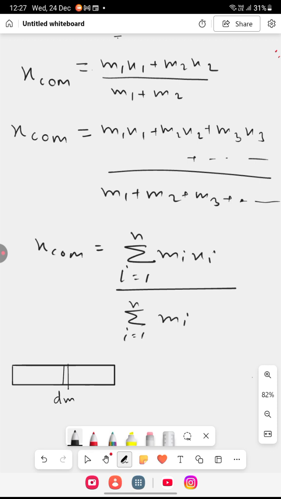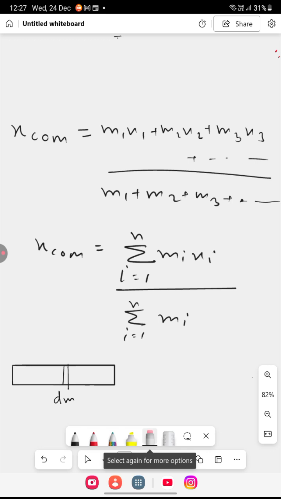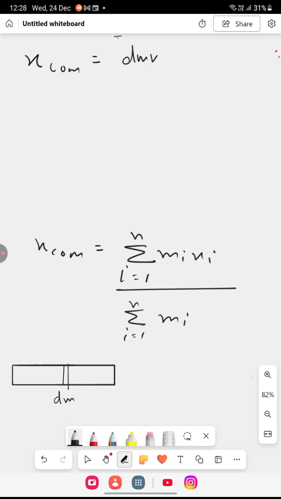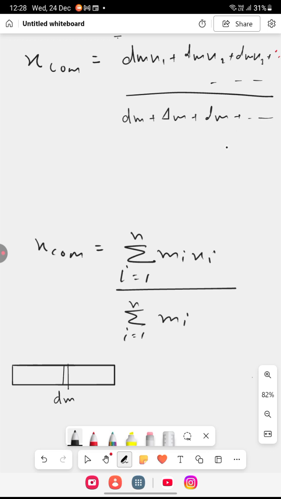Now what can we write for it? The center of mass for this will be x center of mass equal to dm x1 plus dm x2 plus dm x3 and so on, upon dm plus dm plus dm and so on, all the masses.